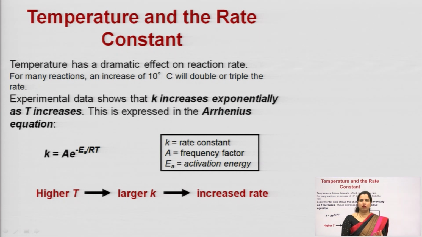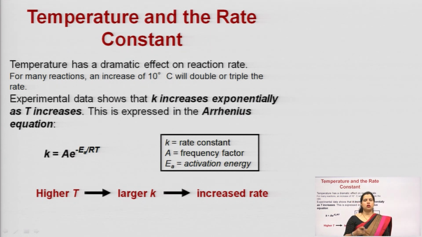So, in the factors affecting rate of reaction, we have discussed the effect of temperature. There also we discussed this specification, that if the temperature is increased by 10 degrees centigrade, the rate of reaction will be double or triple as compared to the normal one. Experimental data shows that K increases exponentially as T increases. So, temperature is directly proportional to the rate of reaction.